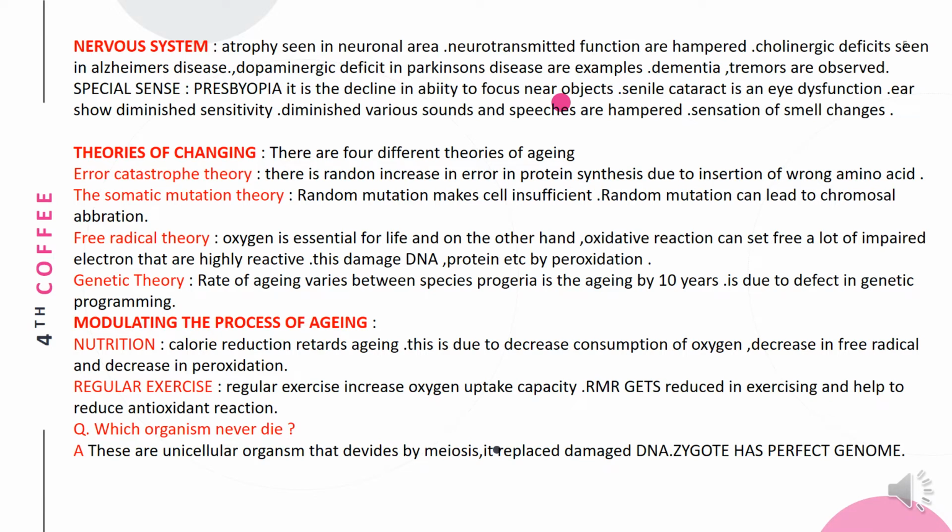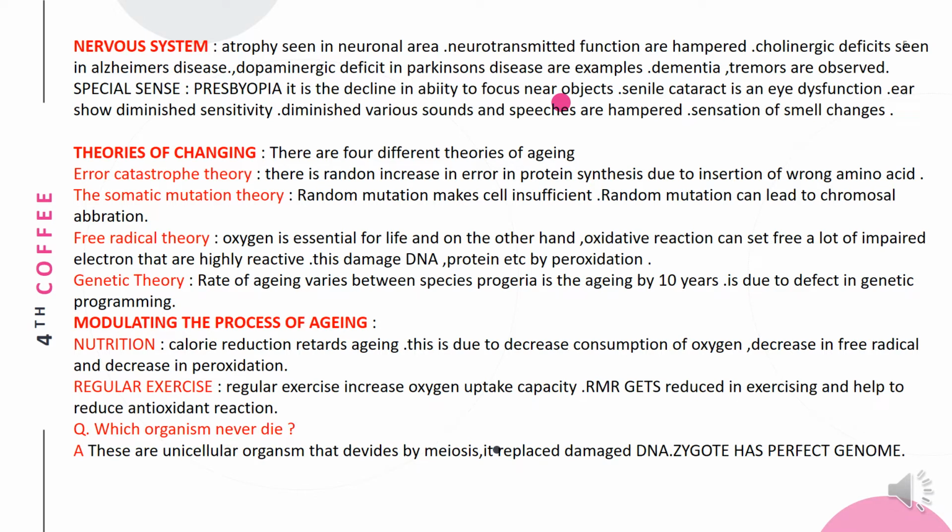Theories of aging. There are 4 different theories of aging. Error catastrophe theory: there is a random increase in errors in protein synthesis due to insertion of the wrong amino acid. The somatic mutation theory: random mutation makes the cell insufficient. Random mutation leads to chromosomal aberrations.